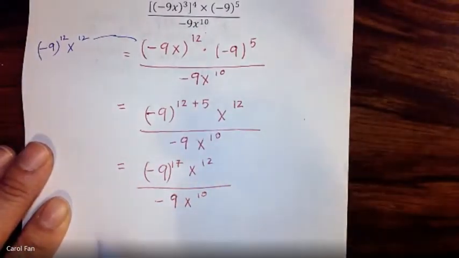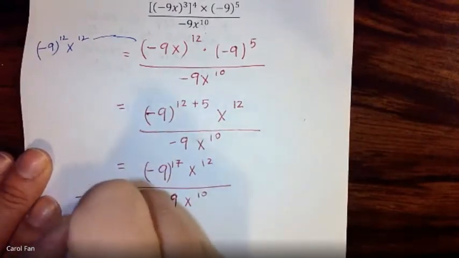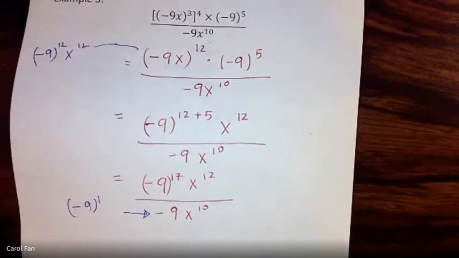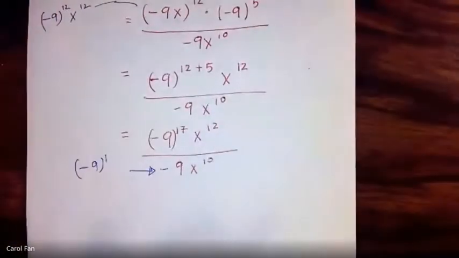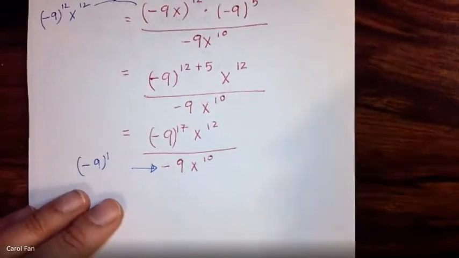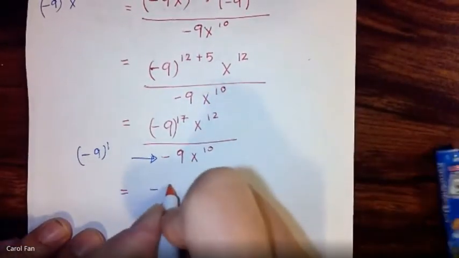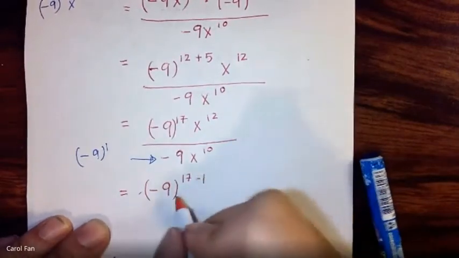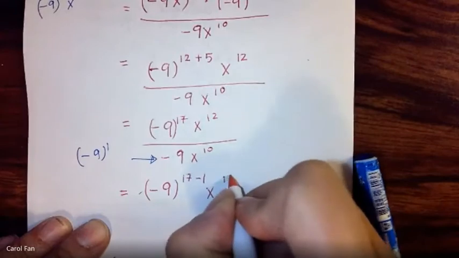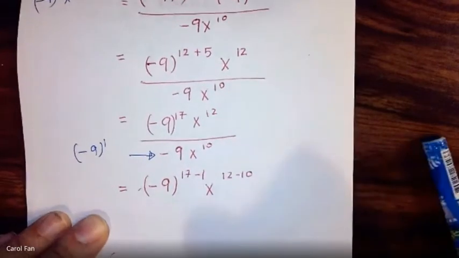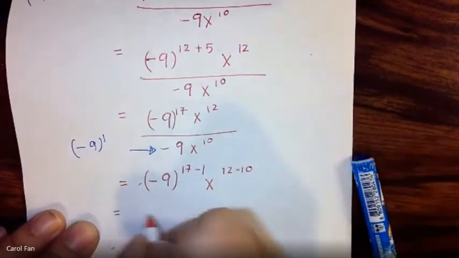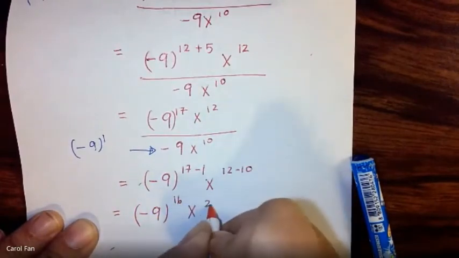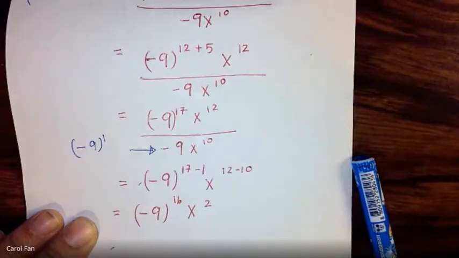Now this -9, I'm going to put it into a bracket and say that this is the same thing as -9 to the power of 1. So when I simplify, I have -9, 17 minus 1 because of our quotient rule, and x 12 minus 10. So simplifying, -9 to the 16, x to the power of 2.